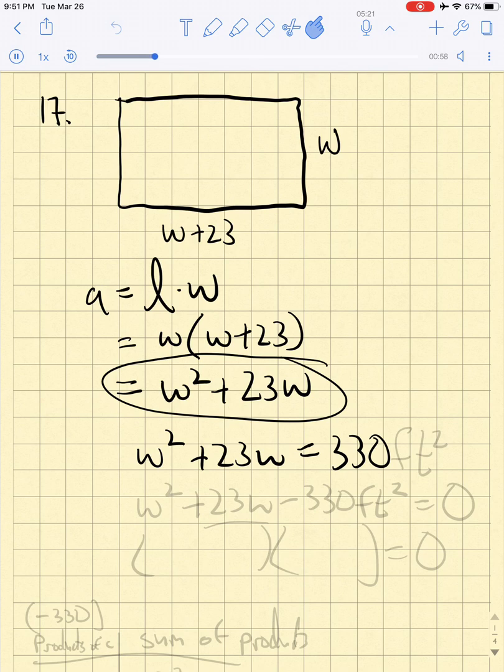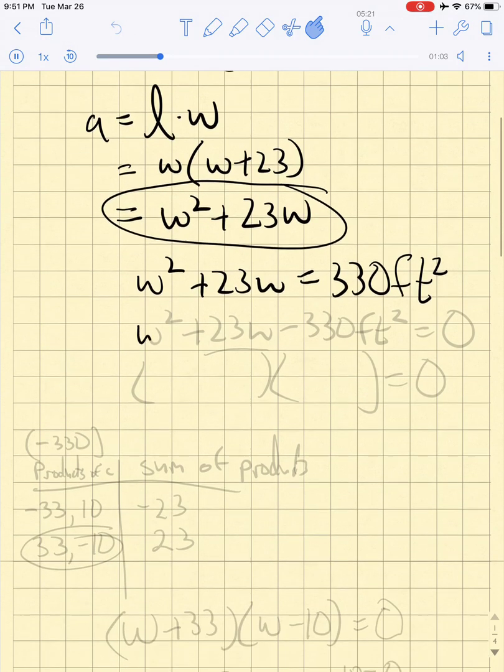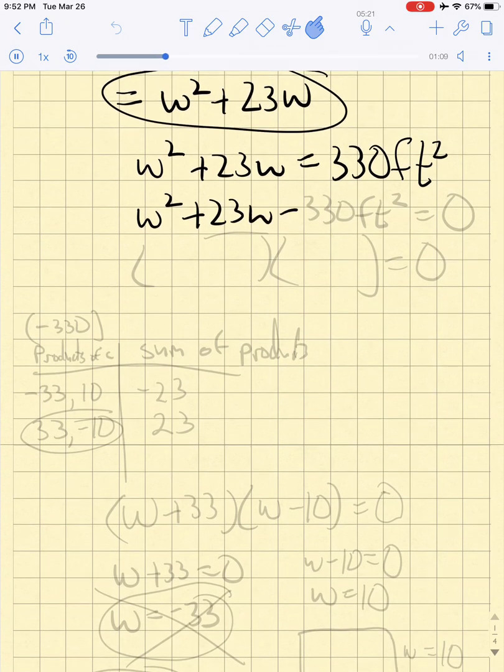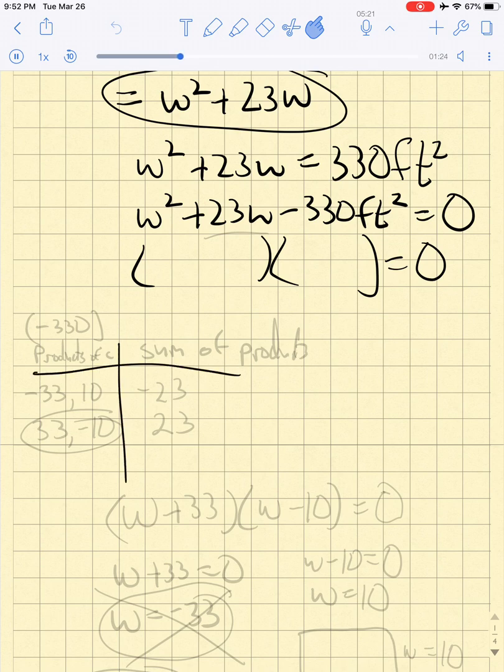Okay? This is feet squared. So what we do is we subtract 330 from both sides. We have W squared plus 23W minus 330 feet squared is equal to 0. And then we factor it. So this is our first factoring problem. And so we have to remember what we're going to do.